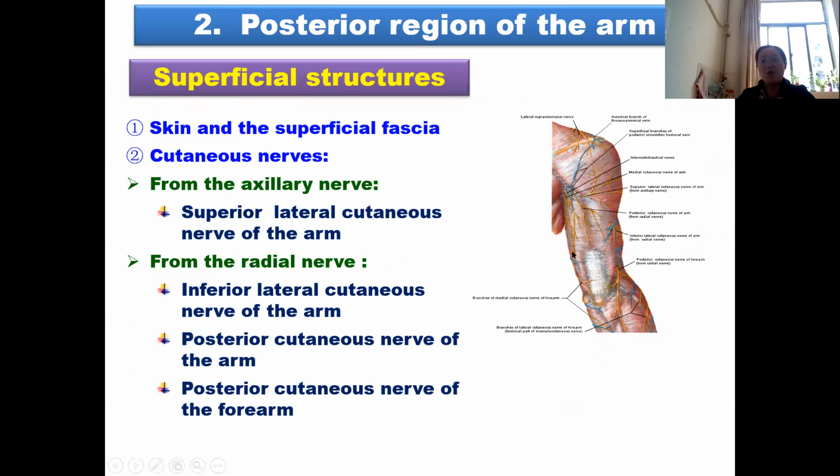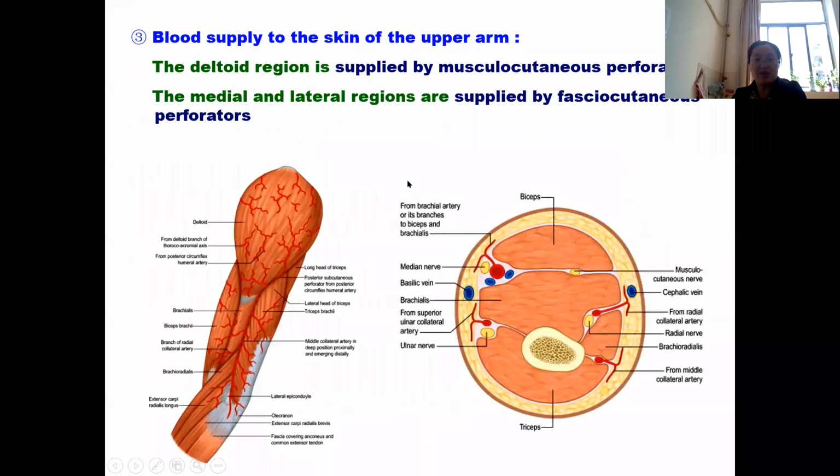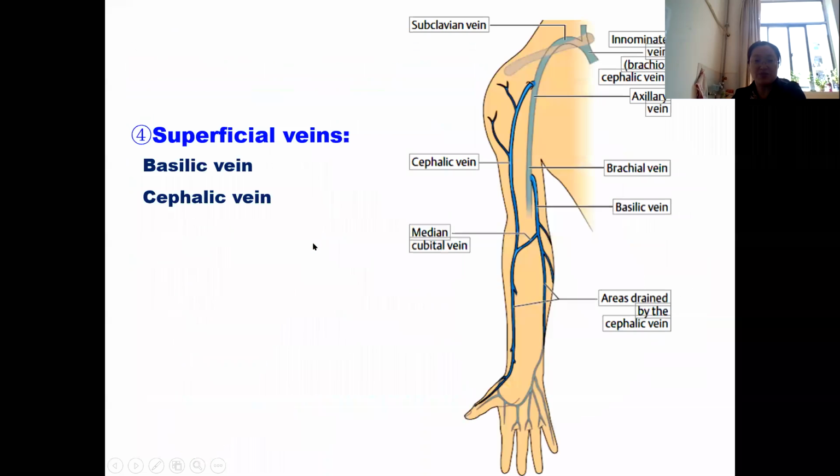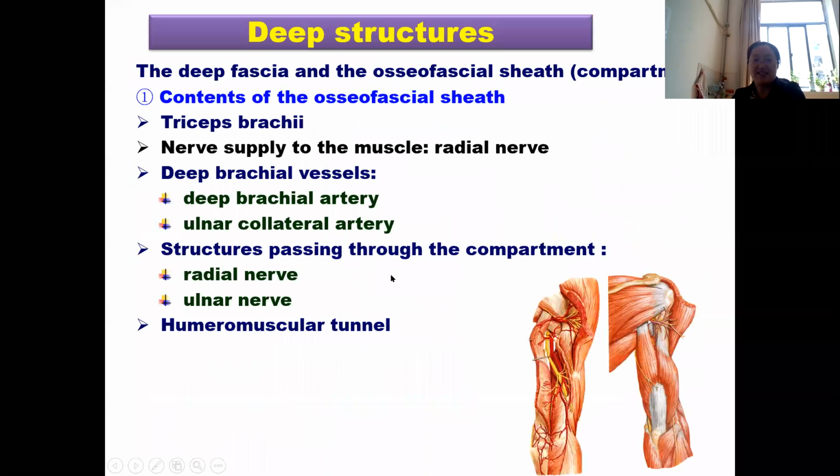So the posterior region of the arm: here, the cutaneous nerves come from the axillary nerve and radial nerve, and the muscle is triceps brachii. The triceps brachii is supplied by the radial nerve. Okay, the blood supply to the skin. Here, I show you. Superficial, again, just repeat that.